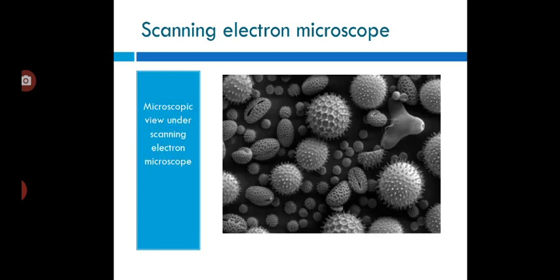This is how it appears under the microscopic view under the scanning electron microscope. So this is how various microorganisms, the bacteria, the virus, look under the scanning electron microscope. And this scanning electron microscope is in addition to topographical, morphological, and compositional information.